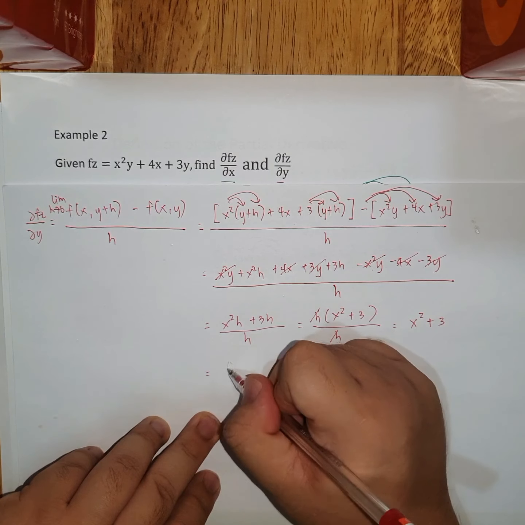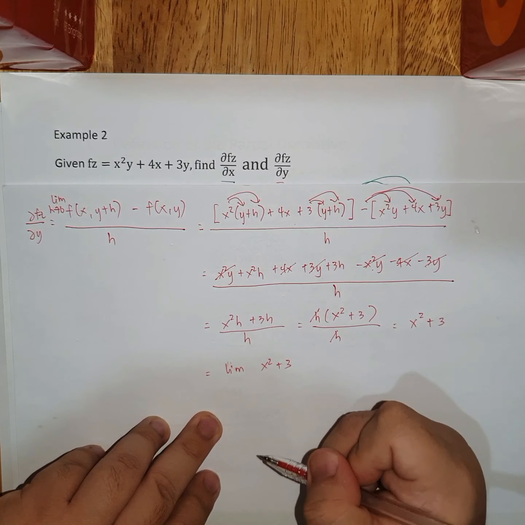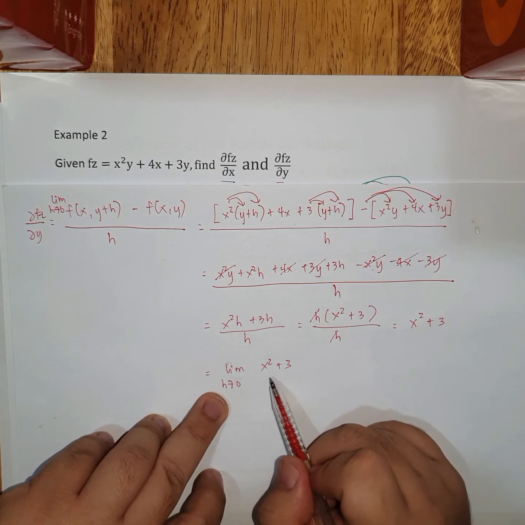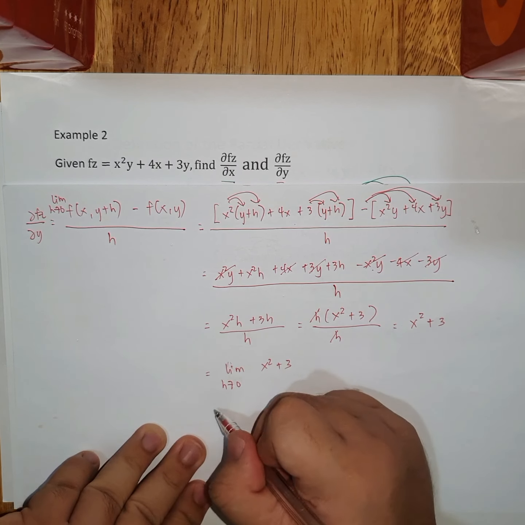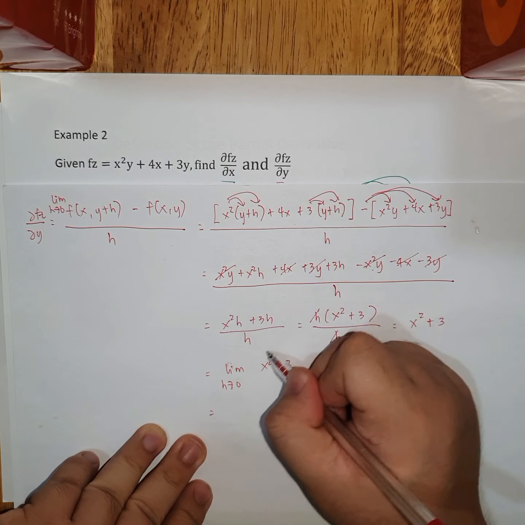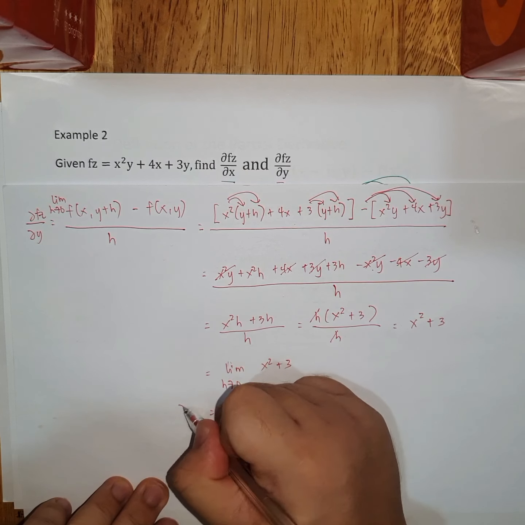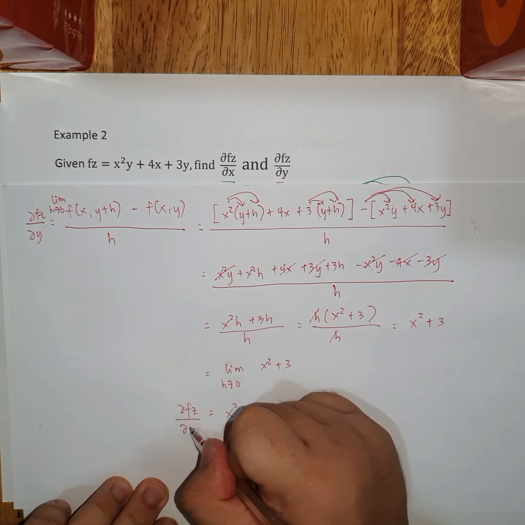So sa limit natin, limit ng x squared plus 3 as h approaches 0. So since walang present na h dun sa given function natin na nakuha, so the answer will be parang constant itself to. So x squared plus 3. So ito daw yung partial derivative ng function z natin with respect to y.